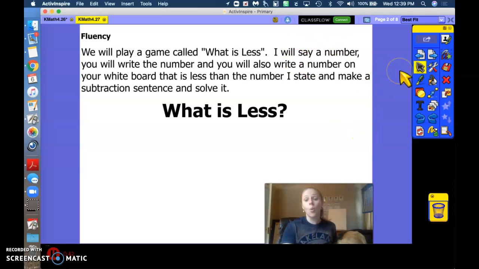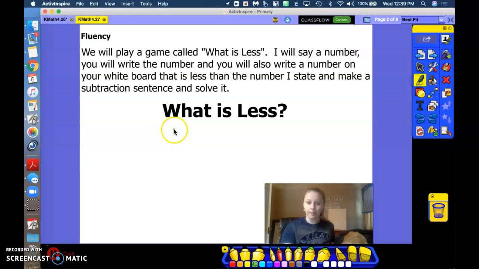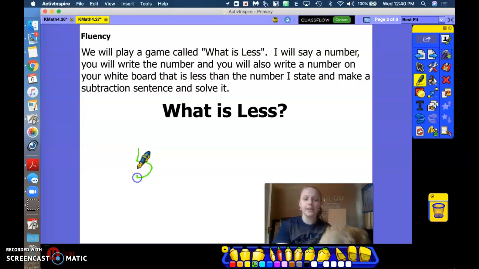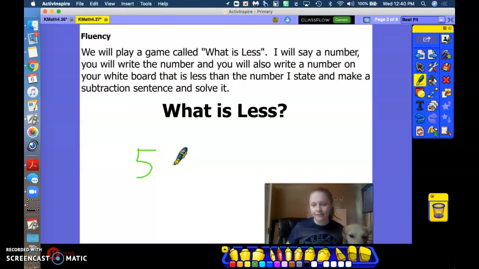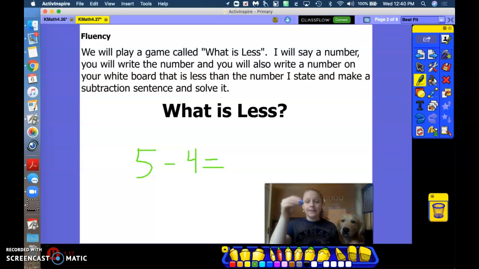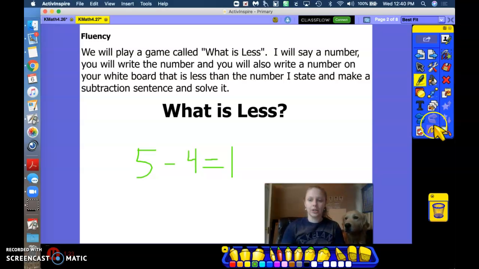All right, we're gonna play a game, what is less? I'm gonna write a number. Let's write the number 5. And then what is one number less? One number less than 5. 4. Good. So 5 take away 4 is how many left? And this is where you can use your fingers or if you have 5 cubes in front of you. So 5 take away 4 leaves us with 1. Good job. All right, let's try another one.